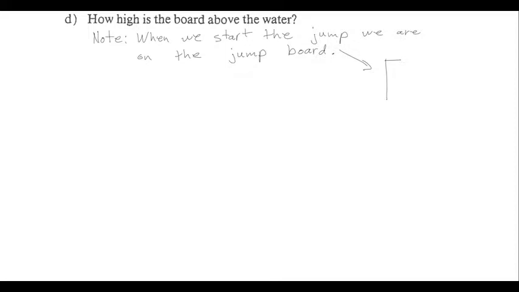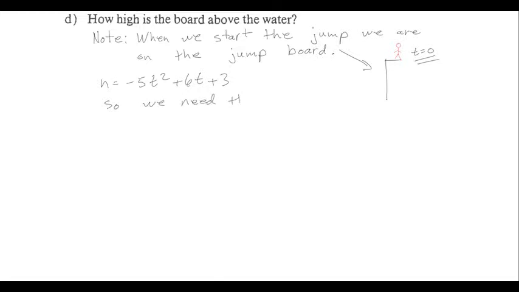So for the next problem, we're going to take a look at question D. Now, you need to realize that when we start, we're starting the jump. So we're on a board and the time hasn't started. The clock literally has not started. So we're going to say that the time is equal to 0. Now, when we do that, all we're going to do is start with our equation, negative 5t squared plus 6t plus 3. And then all we do is we simply substitute t equals 0.